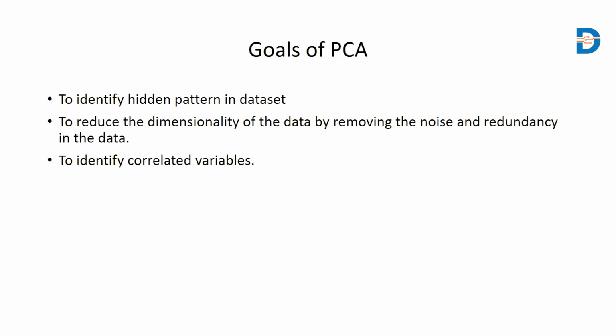The next goal is to reduce the dimensionality of the data by removing the noise and redundancy in the data. So what it will do is reduce the dimensionality of the data by removing the noise and redundancy. And the next thing is to identify correlated variables also. This is also a goal of PCA.